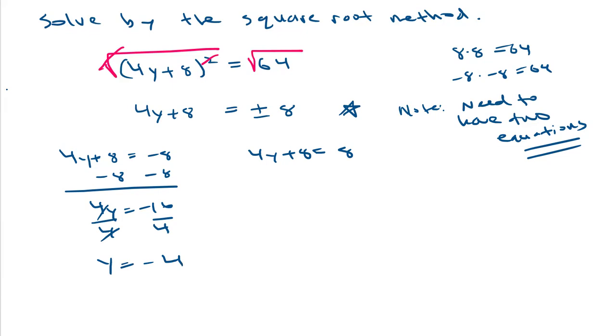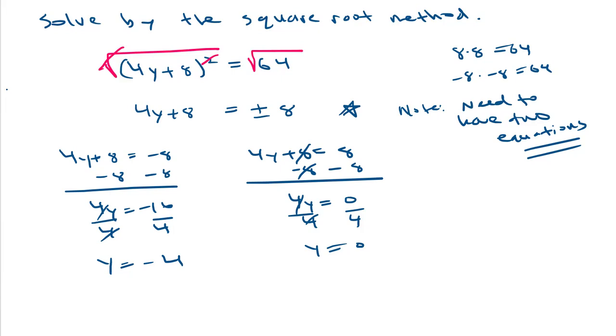Then I do the same thing on the right side. I have minus 8 minus 8. These 8's go away. We get 4y equals 8 minus 8, which is 0. Then divide both sides by 4, and we get y equals 0, because 0 divided by any number besides infinity is going to give us 0. Infinity is a kind of tricky subject, but anyway, that's what we get there.